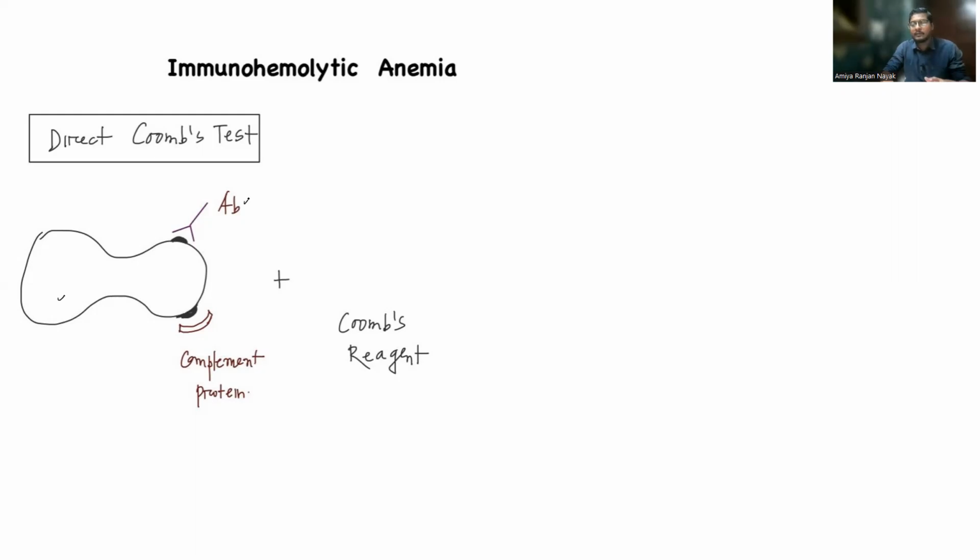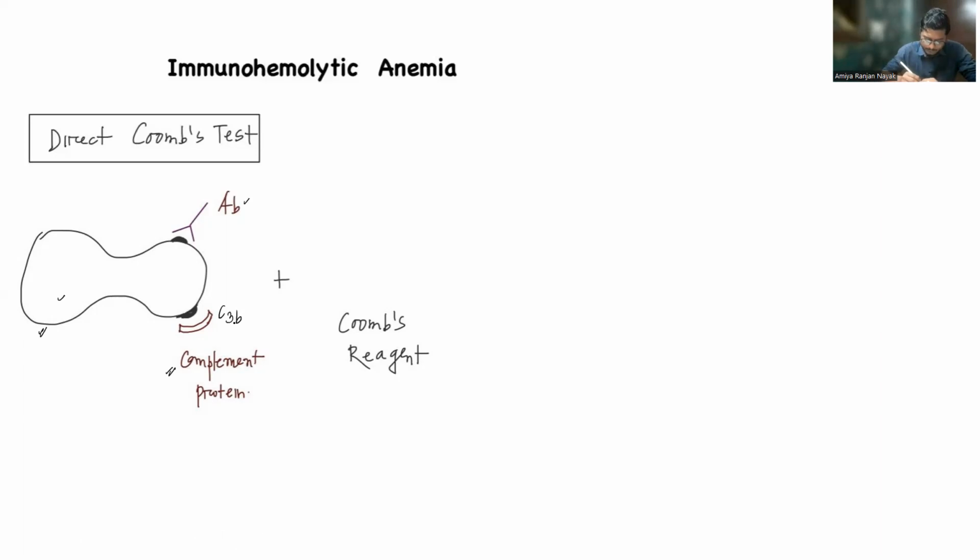Okay, so they have different indications. In certain situations, we do DCT, and in certain situations, we do ICT, that is indirect Coombs test. Those things we'll discuss subsequently in individual sections. Okay, let us start with the direct Coombs test. So what happens? As you can see here, this is an RBC which is already bound to antibody, or sometimes it may be bound to some of the complement protein, especially the C3b. And this antibody can be IgG, it can be IgM, it can be IgA.